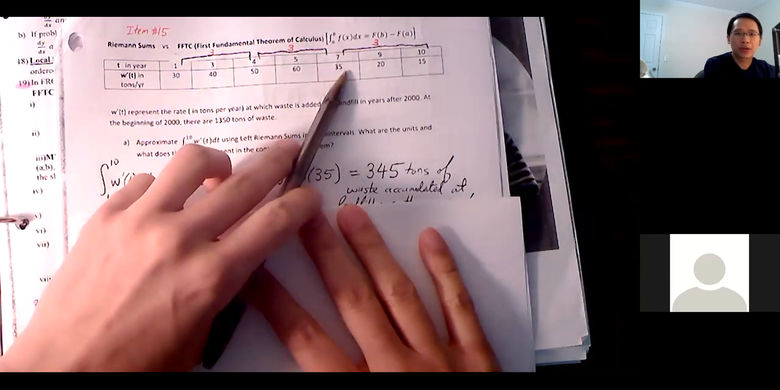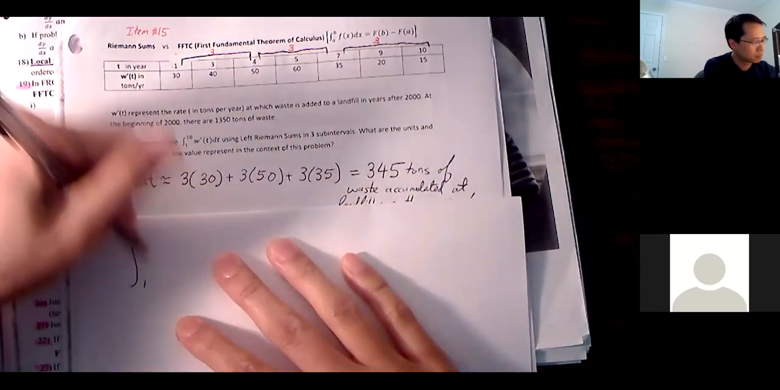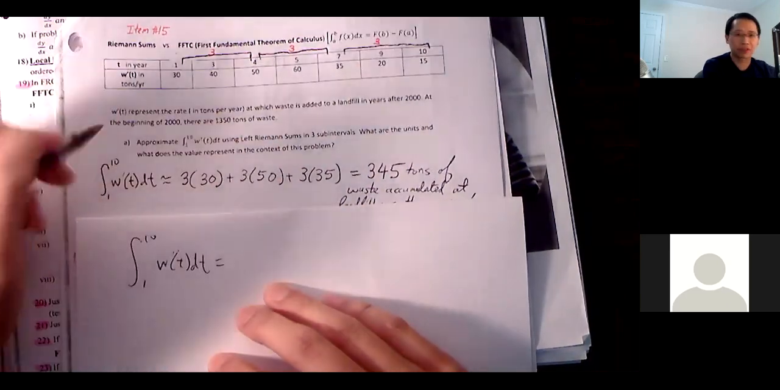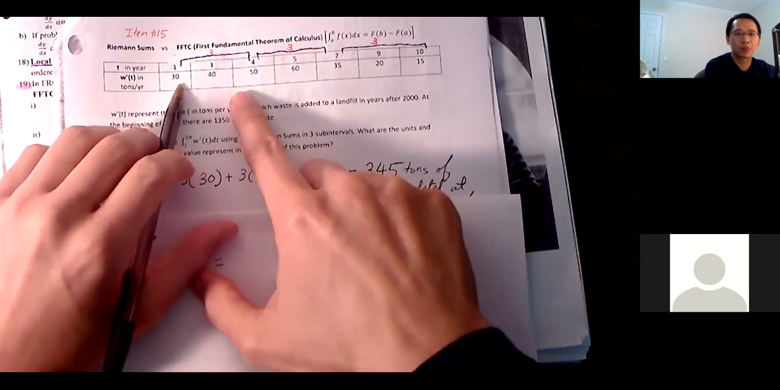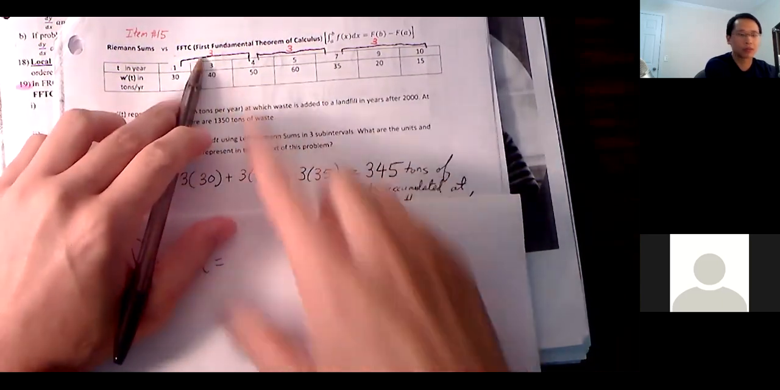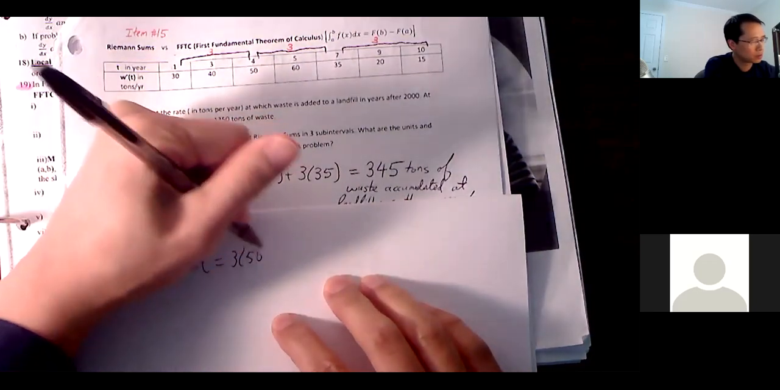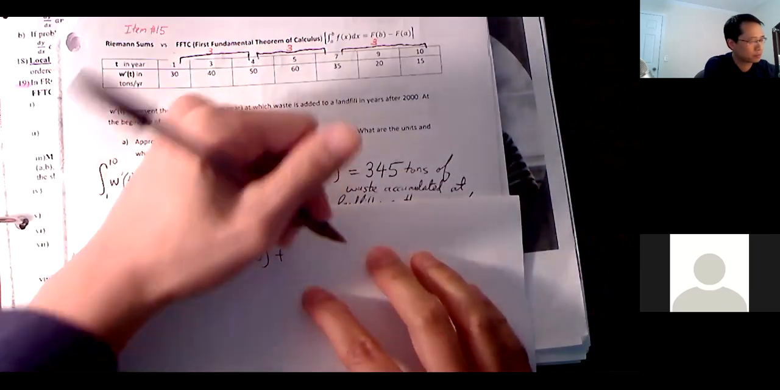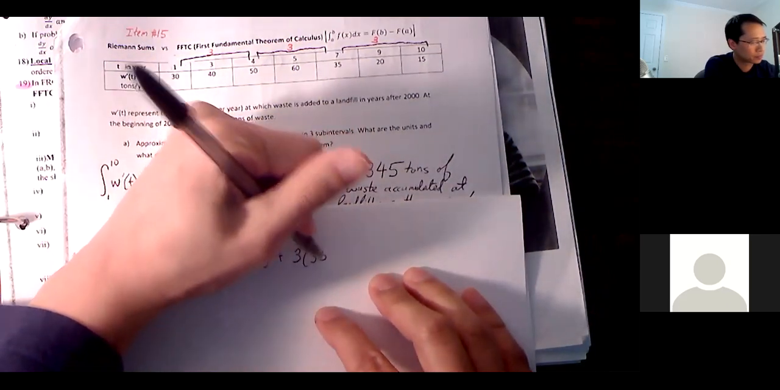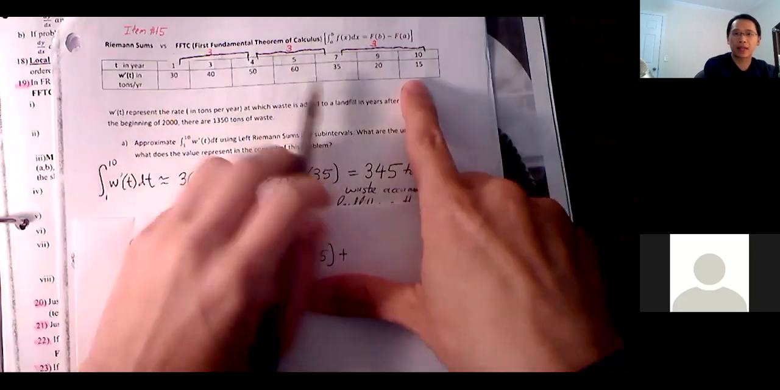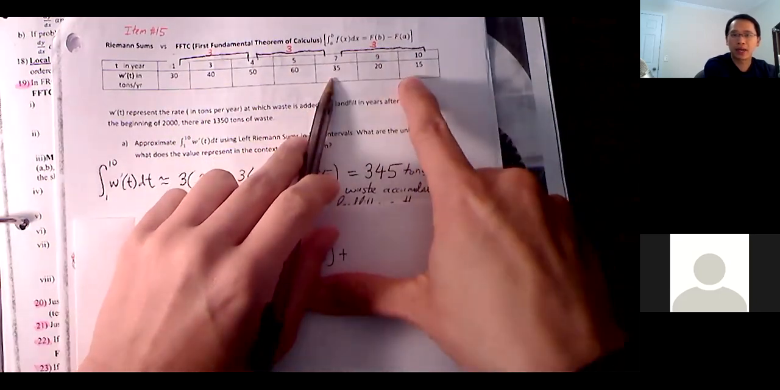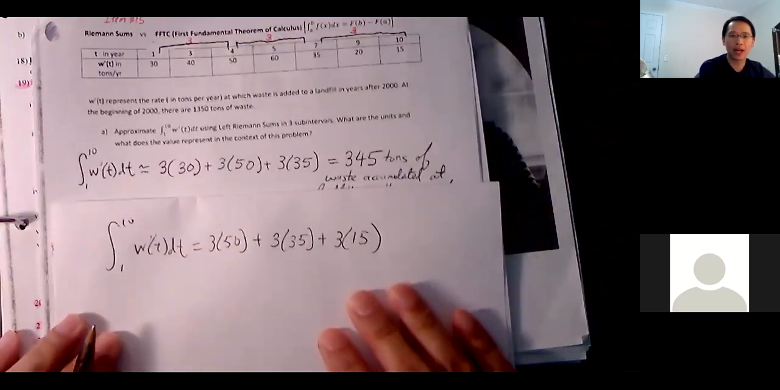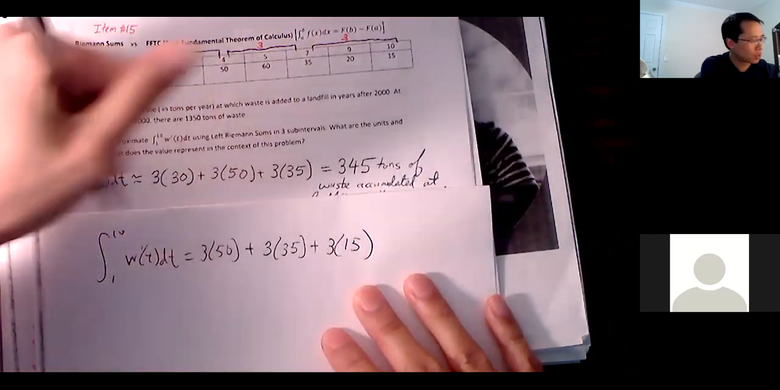So my width is all 3, but the height is going to be different. So width of 3, my height, this is my left, that's my middle, that's my right. So 3 times 50. And then the second interval has a width of 3, a height of 35. And then the last interval has a width of 3 and a height of 15. Okay, so that's Riemann sums for right Riemann sums.